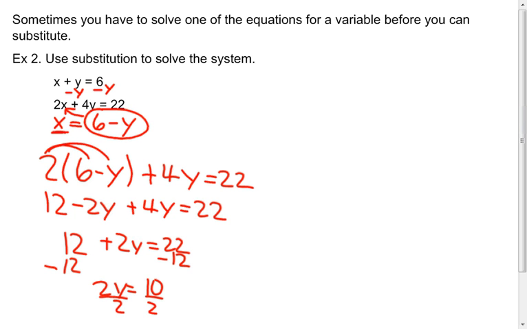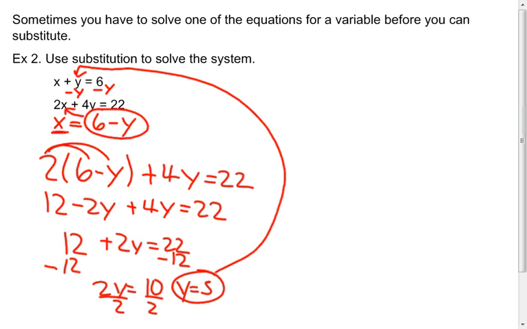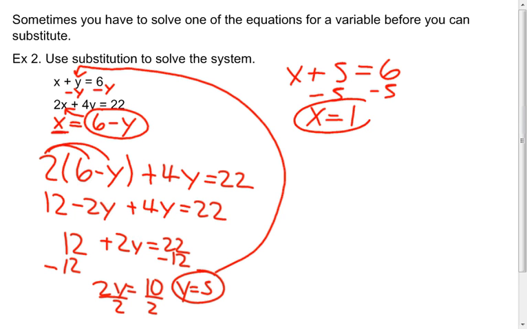Divide by 2, and I get y equals 5. That's not my final answer because I need an ordered pair. I'm going to take that answer, y equals 5, and plug it back into one of the two equations I started with. I'm going to plug it into that one because that one looks easier because I don't have to multiply anything. And I get x plus, but instead of y, I'm going to put a 5 in. Subtract both sides by 5, and I get x equals 1.